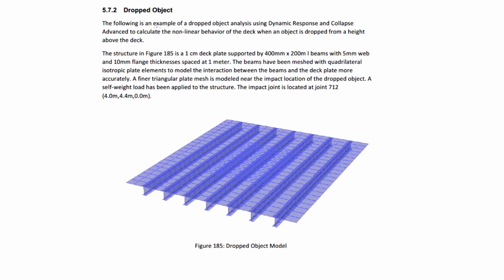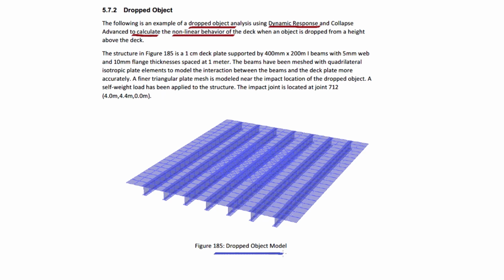So, dropped object analysis for dynamic response. Dynamic response is a module, and collapse advanced is also a module in the SACS program. You will see the nonlinear behavior of the deck when an object is dropped from a height. Means when we drop some object on this deck, at this location, then it will start vibrating. It will behave dynamically, so that we can see it here in this example.